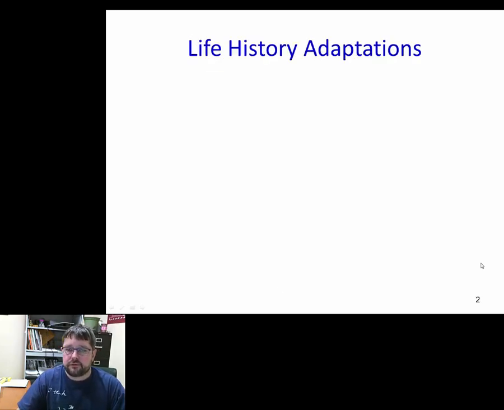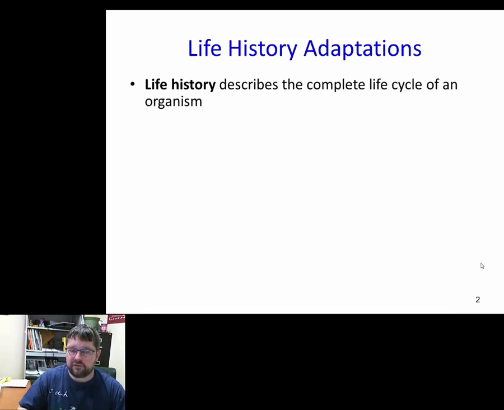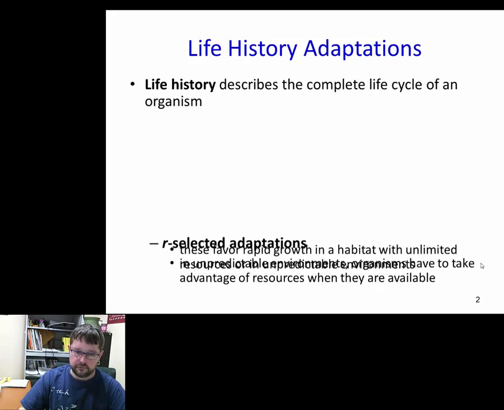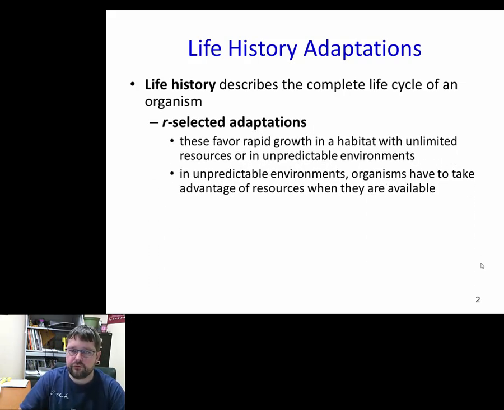All right, so first of all, part of the reason why some organisms can withstand changes to the environment better than others has to do with what we call life history adaptations. So life history is just describing the life cycle of an organism. So from egg or seed, to juvenile, to adult, to death, kind of thing.